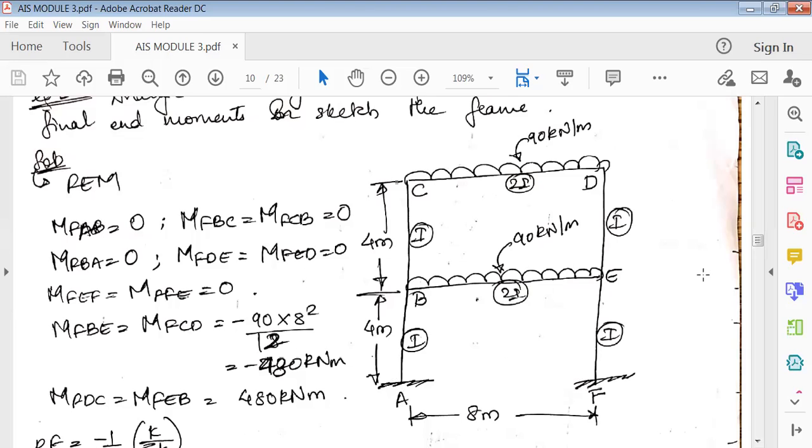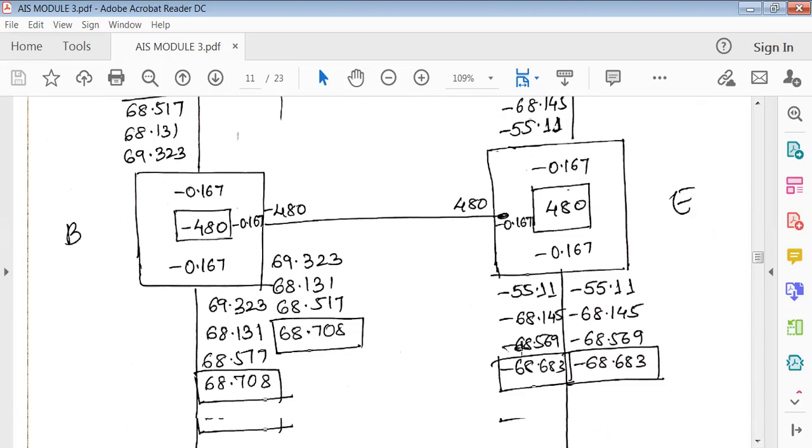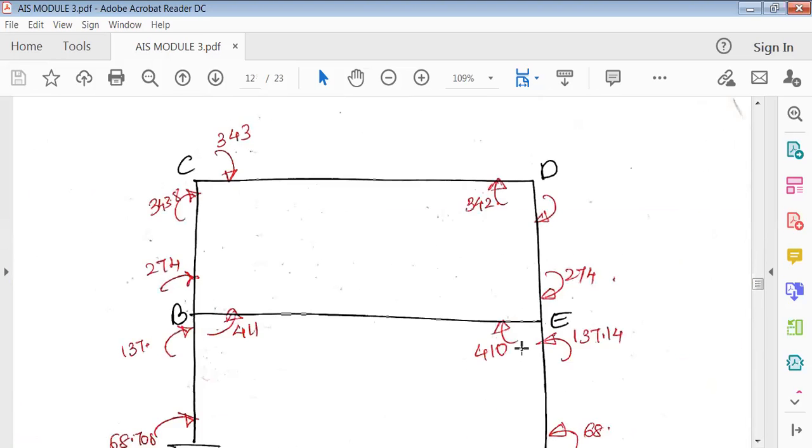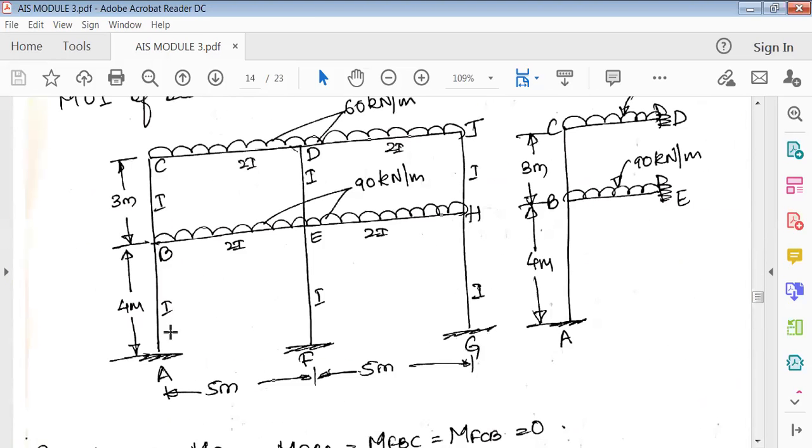If I add one more here, now see here. A, B, E, and F is called one bay. Or A, C, D, and F, this left portion is called a bay. This is one bay. Then F, D, J, and G is called the second bay. So these are called bays.